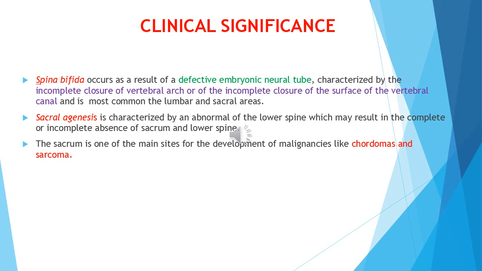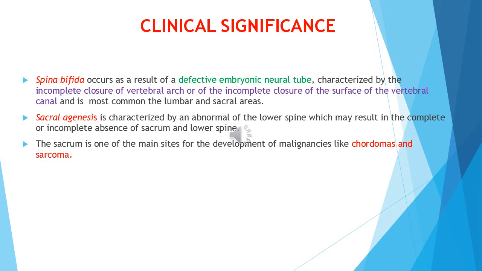The clinical aspects: spina bifida. It occurs as a result of a defective embryonic neural tube. It is a neural tube defect. As you already studied the neural tube and its closure, anterior neuropore and posterior neuropore. Spina bifida is defective neural tube development. So there is incomplete closure of the vertebral arch or incomplete closure of the vertebral canal. And it is most common in the lumbar and sacral area. So it is called spina bifida.